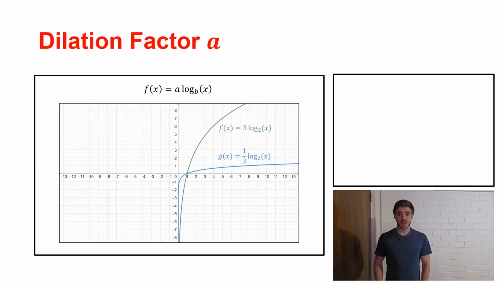The a term is a dilation factor from the x. It's responsible for stretching the graph vertically. If a gets larger, then the graph is going to get further away from the x-axis. If a gets smaller, then it's going to get closer to the x-axis.